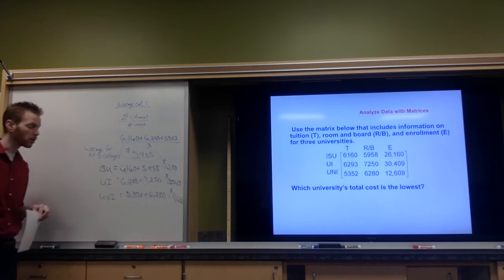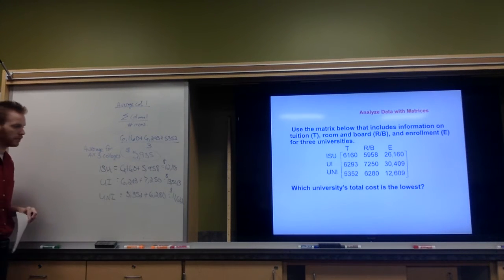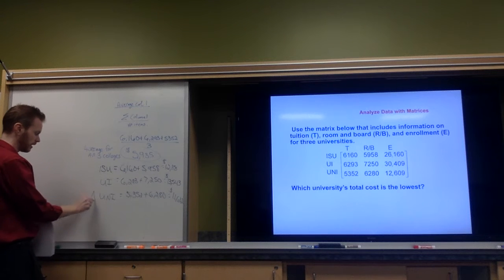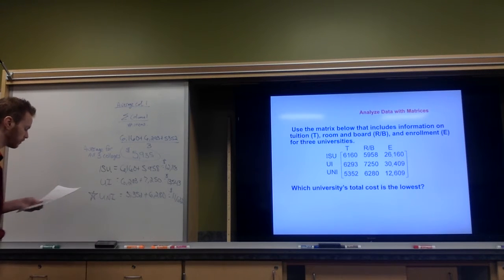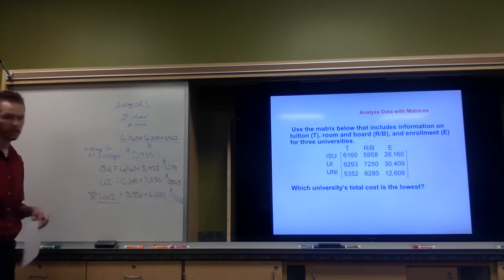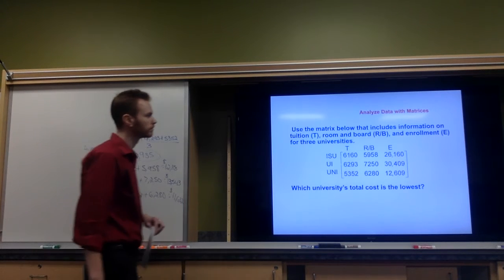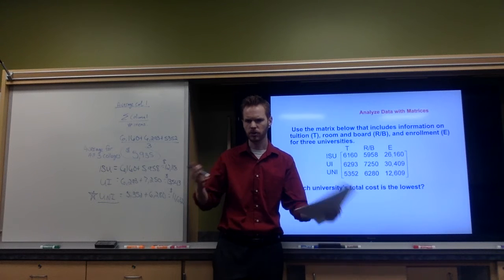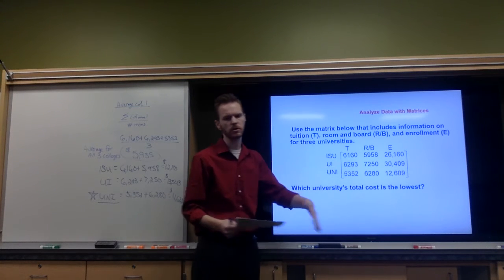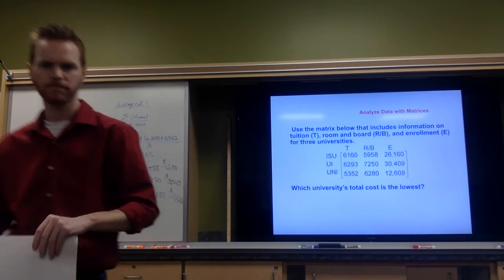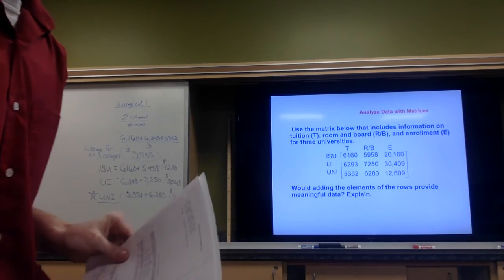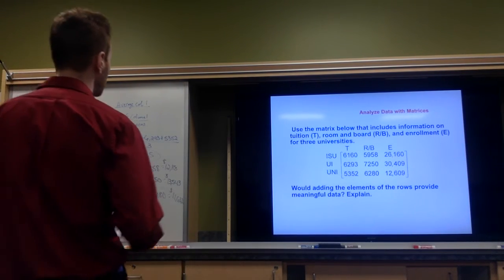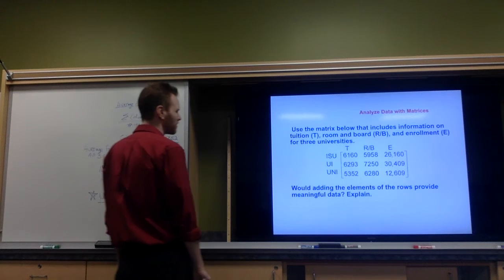So if I'm comparing colleges, and these are the 3 I'm looking at, it looks like University of Northern Iowa has the cheapest cost per year. See how we're just using different positions of the matrix to figure out these things? All right. Last one, and then we'll go into some other operations.